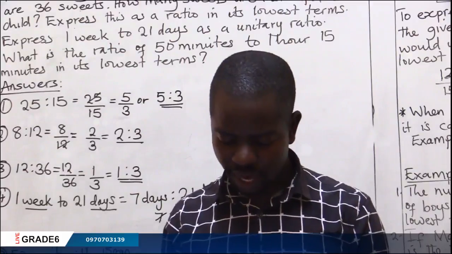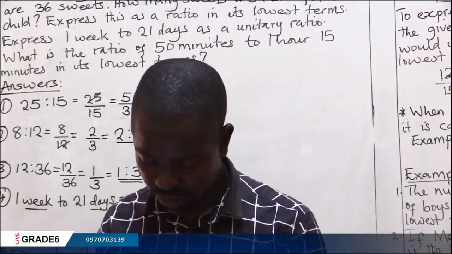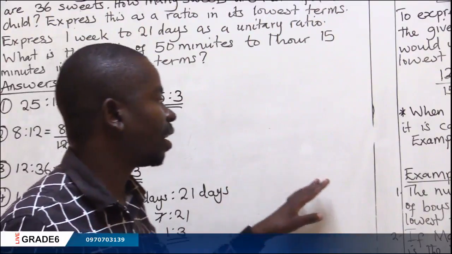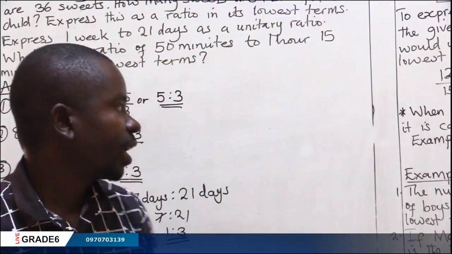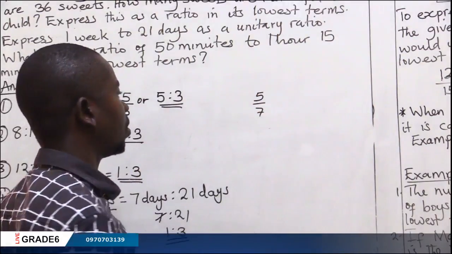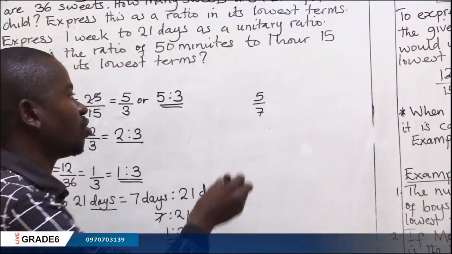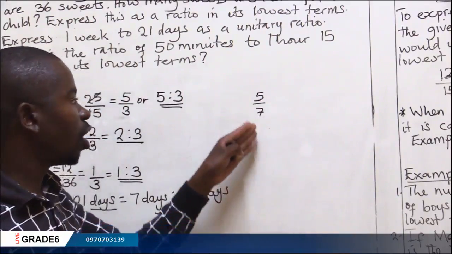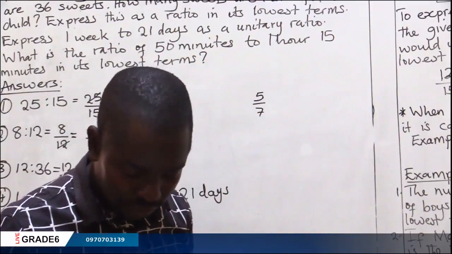This one says, what if there is no common denominator? All right, I think what you mean is, what if there is no number or factor that can go in both numbers? For example, if you find 5 over 7 as your fraction, it means there's no number that can go in both 5 and 7. So what do you do? You leave it like that, because there's no factor that can go in 5 and in 7.